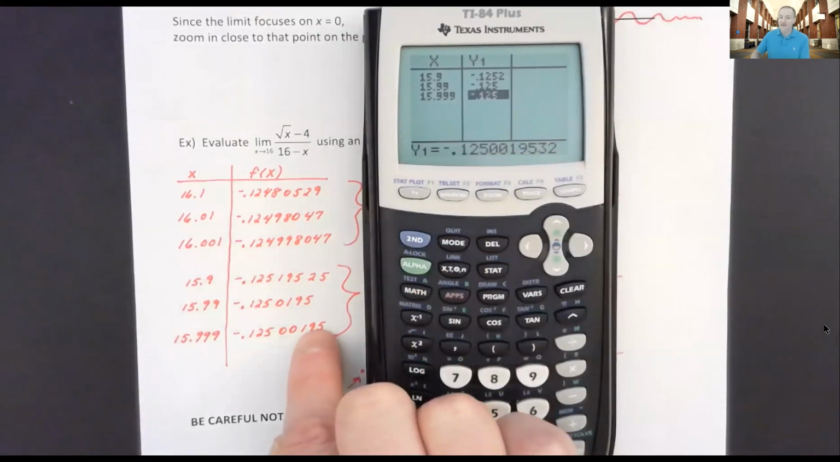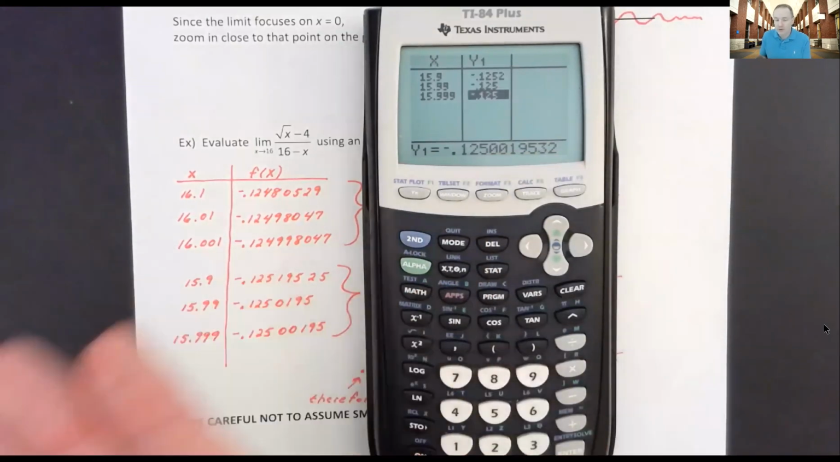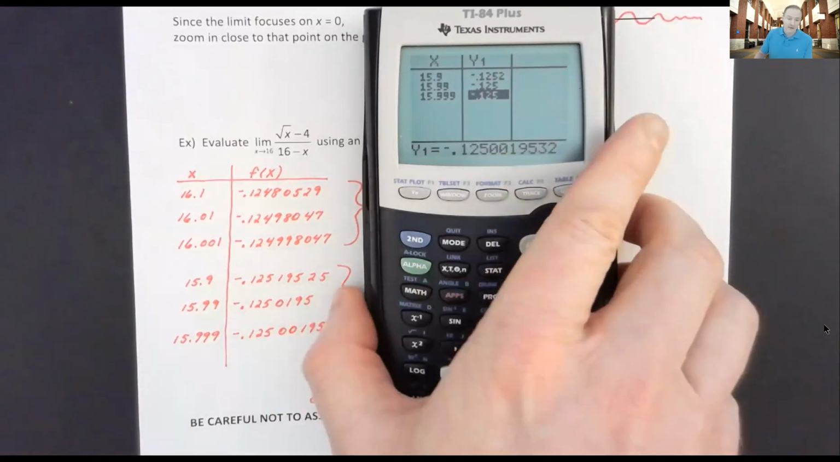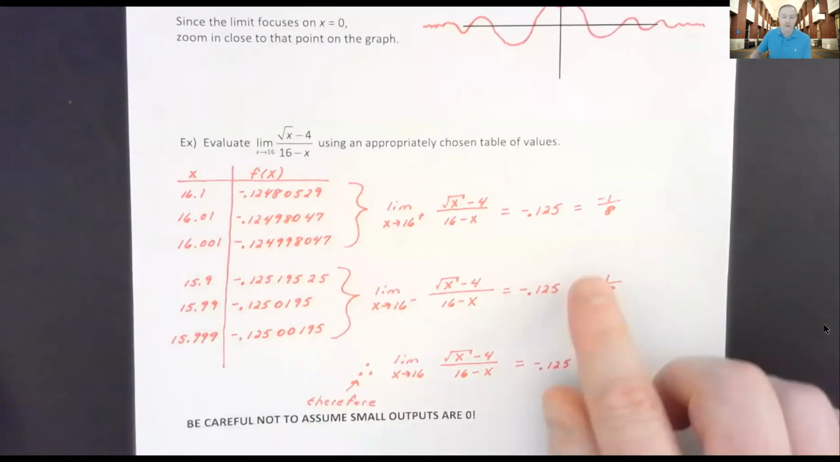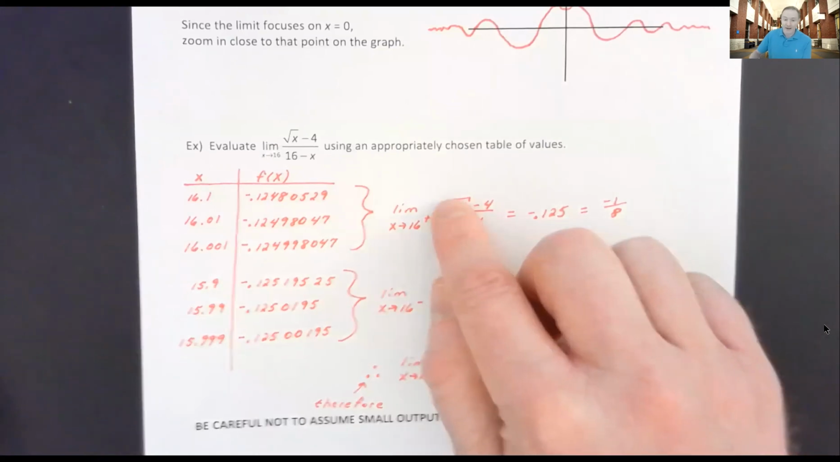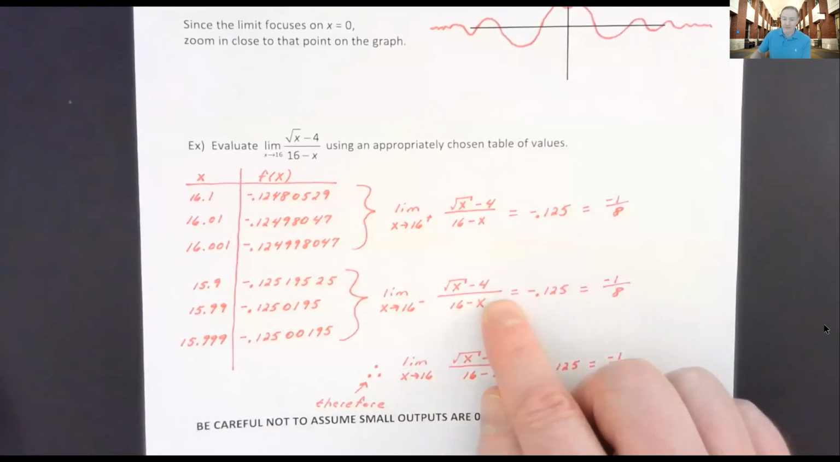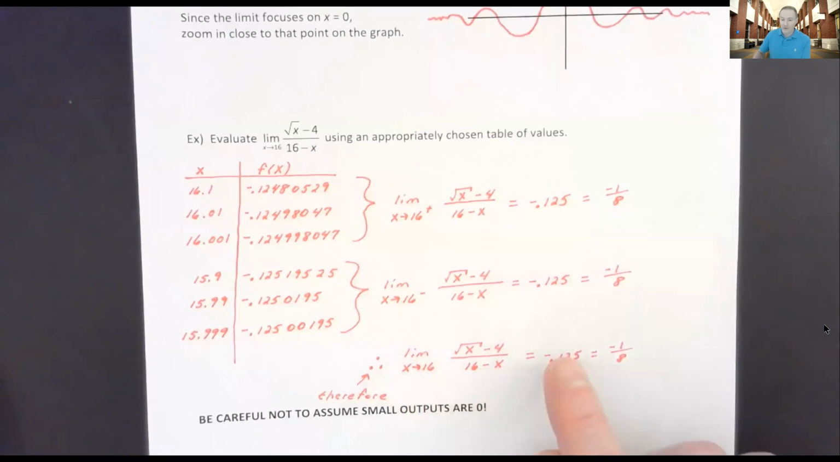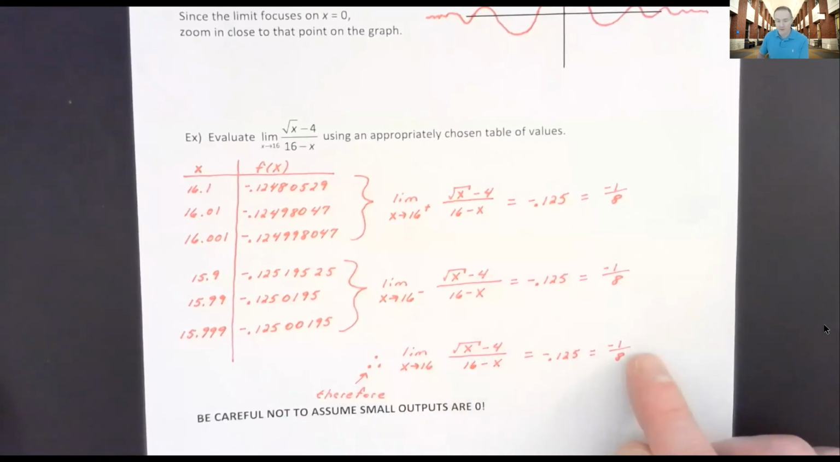Gorgeousness. Negative 0.125000195. And then what is this going to approach? It's going to approach negative 0.125 and as many zeros as I want thereafter. So I know that this number is approaching negative 0.125 as well. And since the right-hand limit and the left-hand limit both go to negative 1/8, we can say the overall limit also goes to negative 1/8.